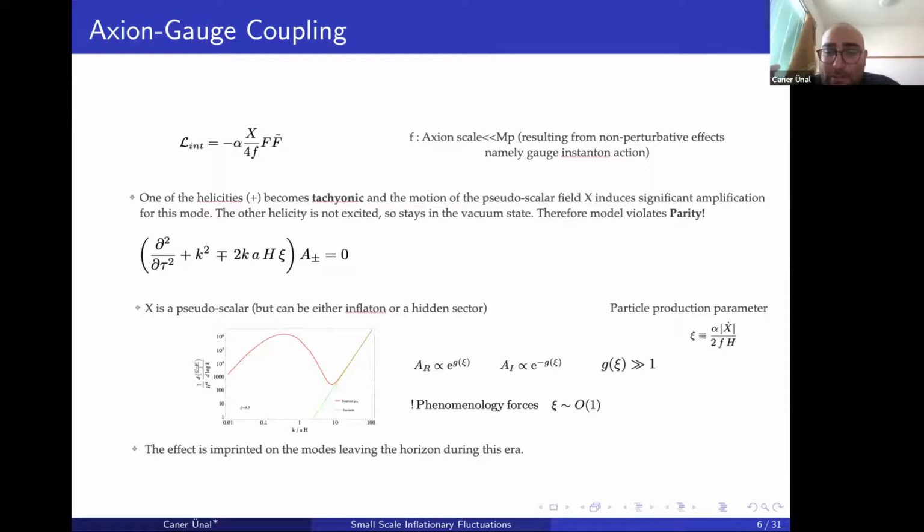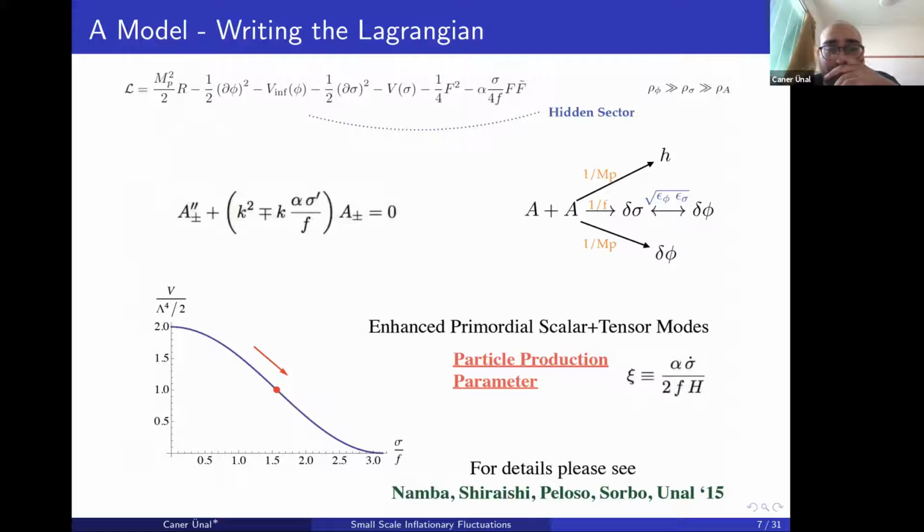But this is interesting because you will see that since you excite only one helicity, it's a chiral enhancement. You will see that these chiral gauge fields also source gravitational waves chirally, and there will be some other interesting consequences. So this is one of the most interesting particle production signatures of the axion interactions with the gauge field.